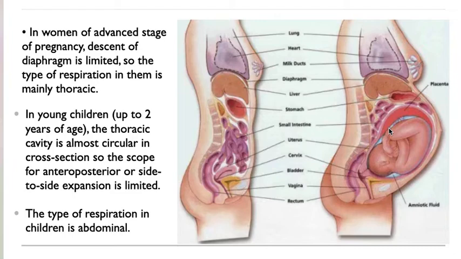In young children up to the age of 2 years, the thoracic cavity is almost circular in cross section. So the scope of anterior, posterior, or side to side expansion is limited. And here the type of respiration in children is abdominal.